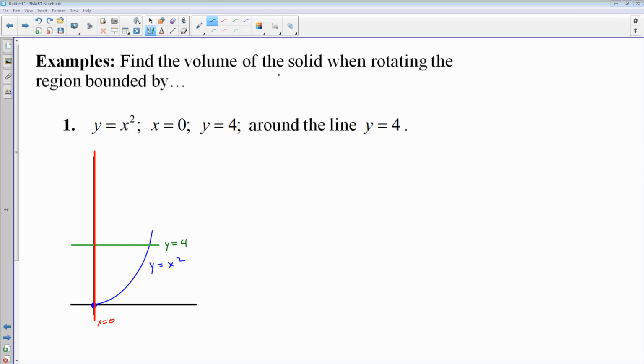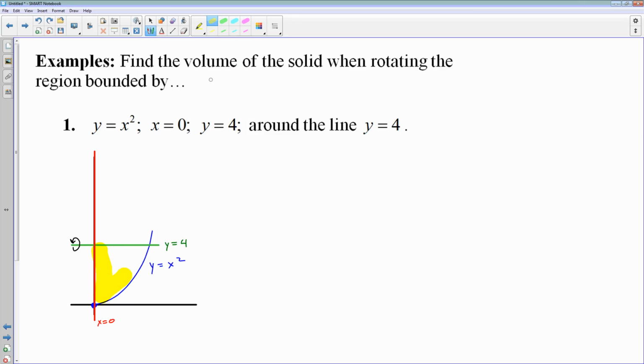Now let's look at this one, the volume of the solid. When you take this region, so I have y equals x squared, x equals 0, and y equals 4 in green. And we're rotating this around the line y equals 4. So this is now my axis of rotation, the y equals 4. So we're rotating right here. Okay, this is my region that we're looking at, this little region right here.